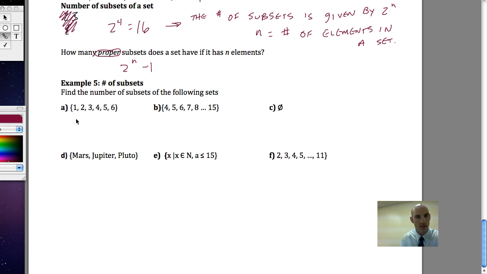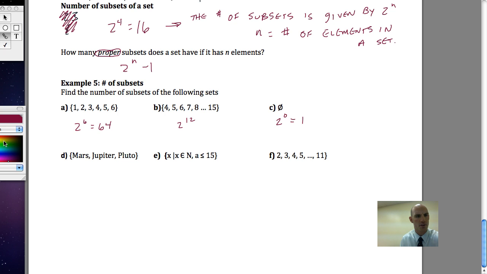So down here, when I ask you how many subsets each of the following sets has, this is going to have 6 elements, so this is going to be 2 to the 6th, which equals 64. What about this? This is going to be 2 to the 12th, because there's 12 elements. That's 2 to the 12th. What about the empty set? It's going to be 2 to the 0, because it has no elements, so it's only going to have one subset, the empty set.